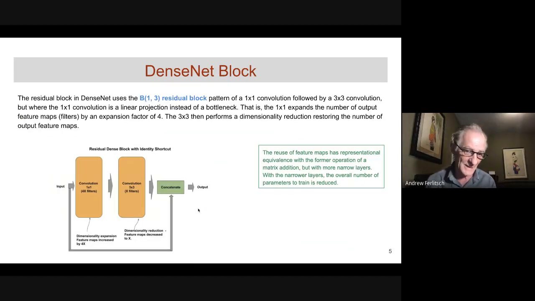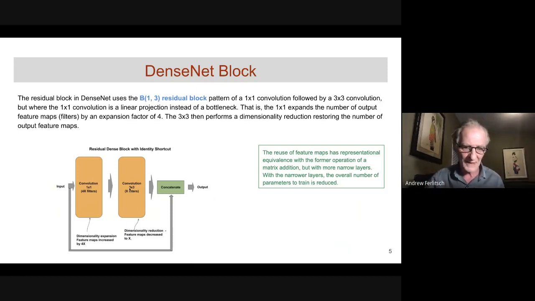So here we'll look at a DenseNet residual block. It used what we call a B13 residual block pattern. If you're not familiar with this notation, it's becoming very common now in research papers. And this just denotes that it's a residual block, 2 convolutions. The first one is a 1x1, and the second one is a 3x3. Now, in the case of the DenseNet residual block, it started off with a 1x1 that did a linear projection. That is, it did a dimensionality expansion, increasing the number of feature maps by 4 times. And if you remember from earlier discussions, when you use a 1x1 to increase the dimensionality, you are learning the best way to upsample the feature maps for your data set.